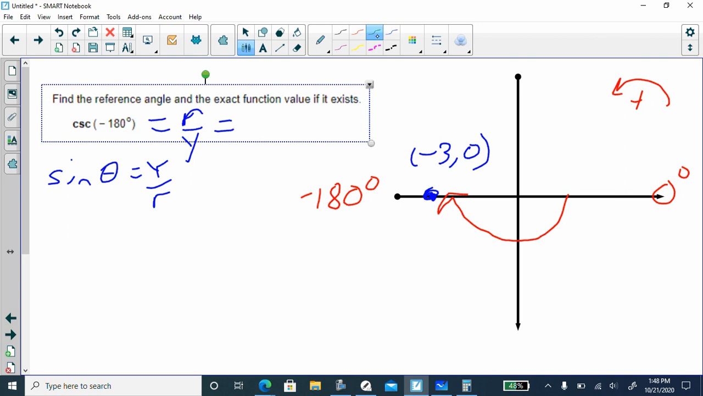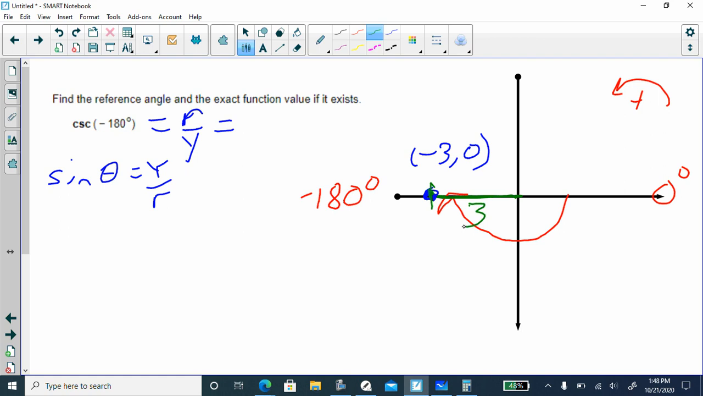Well, what is our radius? The radius is the distance from our point to the origin. Well, if we're to the left 3 and not up or down any, then our radius is 3 units. That's how far we are from the origin. So a radius of 3, a y value of 0, that makes that undefined. So in a direction of negative 180, the ratio for cosecant is not defined.